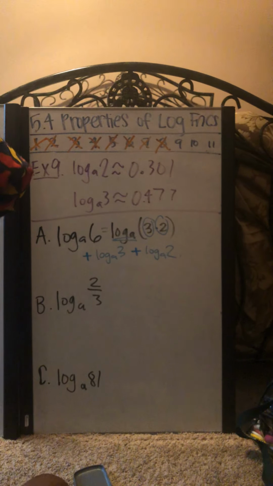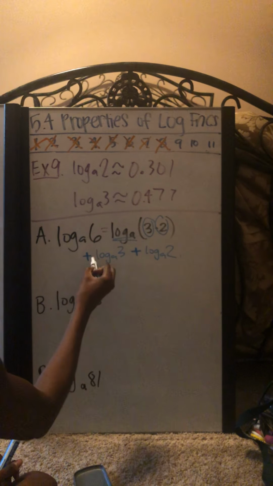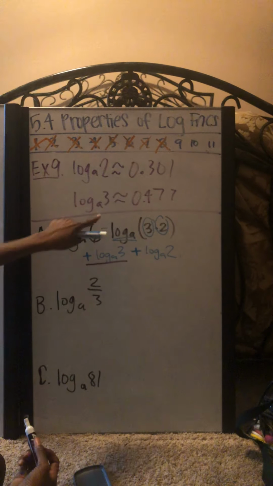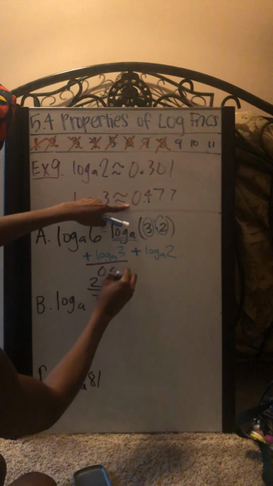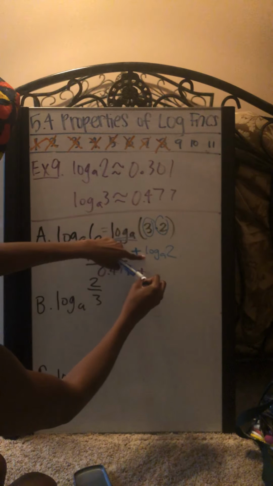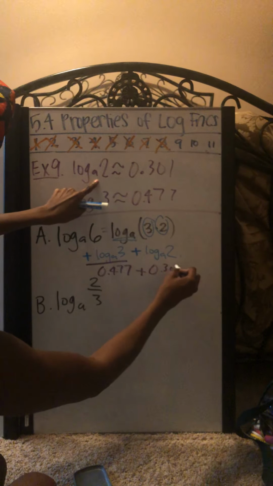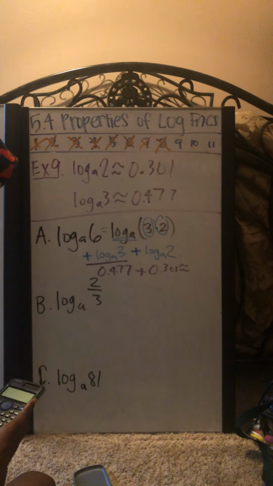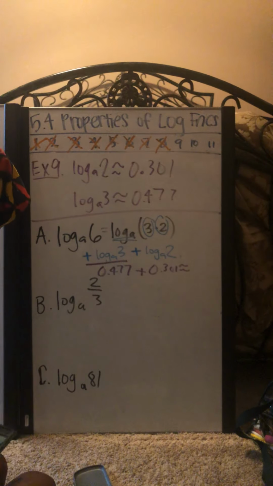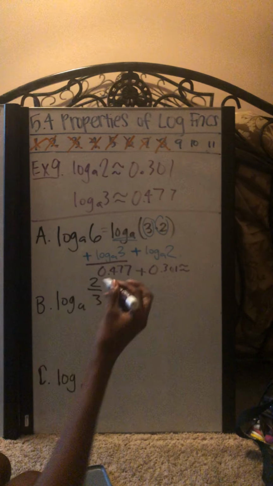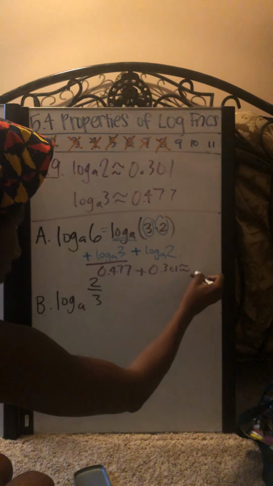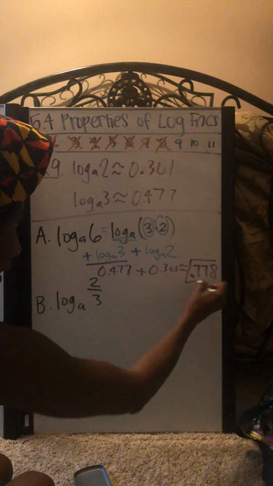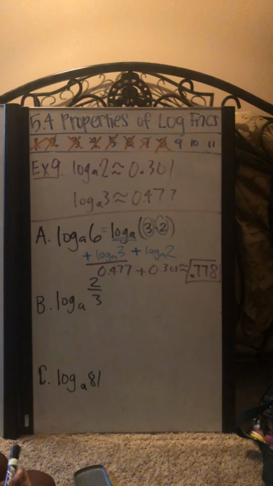And now we can plug in our information. We know that log A3 is actually 0.477, and log A2 is actually this number. So all we have to do is take our calculator and plug in those decimals and add them together. So plus point this, and we get approximately 0.778 for our answer, okay? Now let's look at the next one.